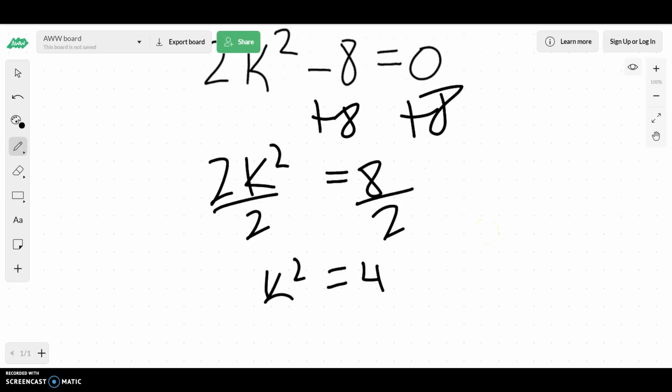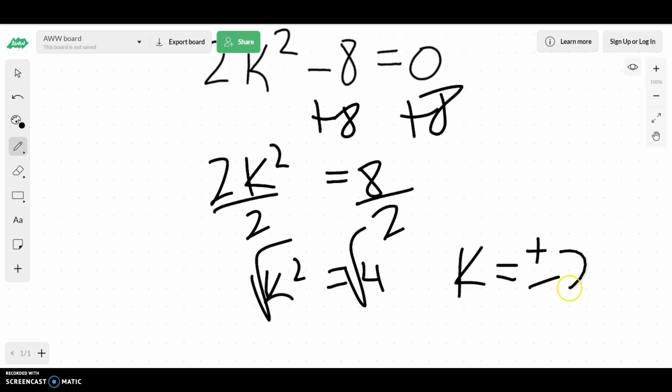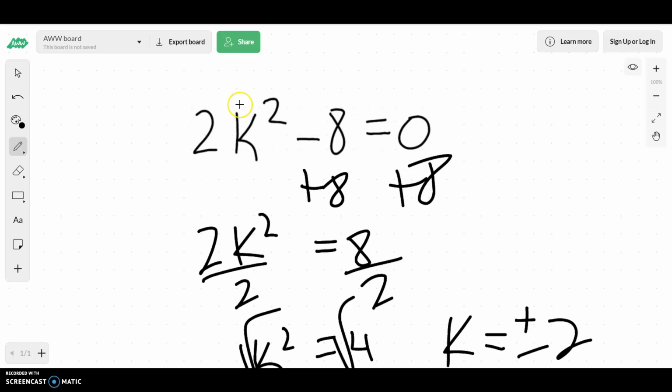Now if you wonder, how am I going to get rid of that square? Well, you take the square root of both sides, and you should not just get 2. Anytime you take the square root, you should get 2 answers. From before, too, you should know, how many answers should I have to this problem? I should have as many answers as I have degrees. So if I have a second degree, I should have 2 answers. So just make sure that you got the 2 answers in there.